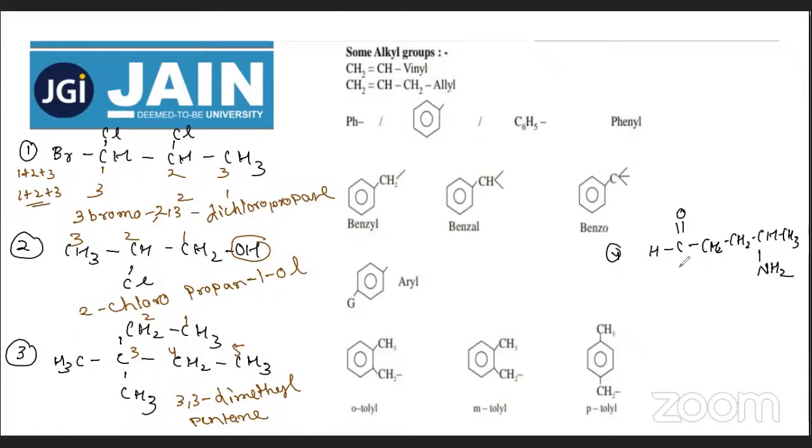This one, if I want to write, I'll give priority to this. So 1, 2, 3, 4, 5. So 4-amino pentanol. Okay, so these are a few basic names.